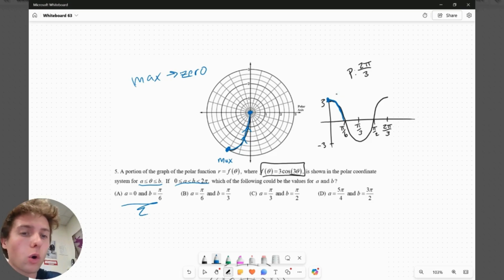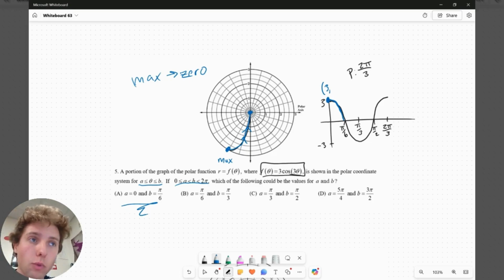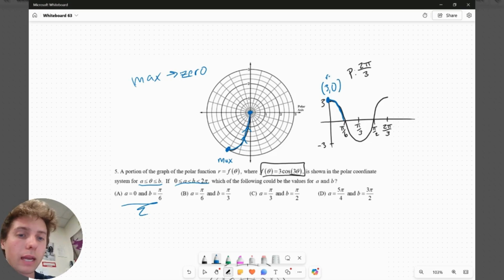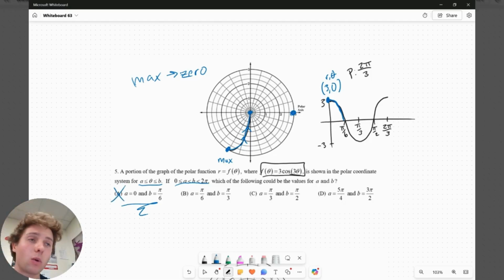If I create a coordinate on this graph over here, this maximum is at 3 for the radius, comma, the angle. The angle is 0. That is r comma theta. That coordinate would be right here. Answer A does not work, even though it does go max to 0.